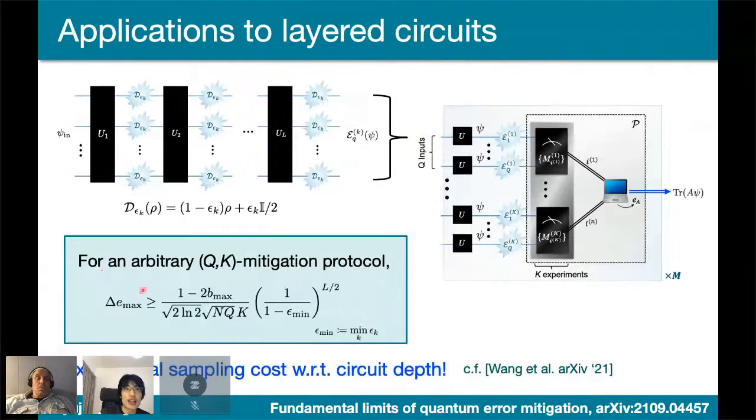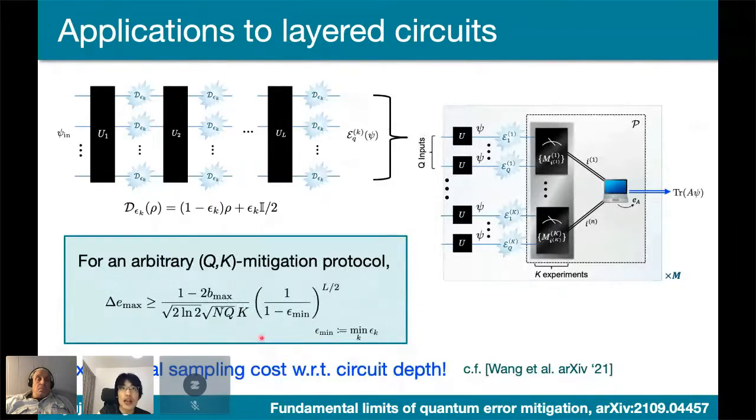Again, the left-hand side corresponds to the sampling cost, and the right-hand side grows exponentially with respect to the circuit depth, which is the large L here. I'm talking about this factor. This means that if you have a large L, a long depth of the quantum circuit, then this will incur exponentially many sampling costs, because this also gives you the sampling cost.